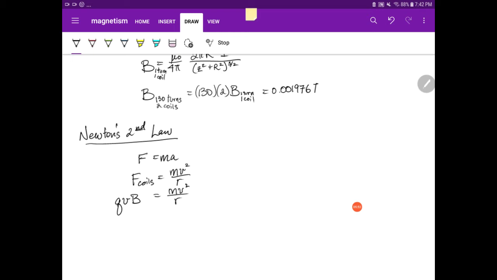And if we move things around, what we're trying to do is get charge over mass. So I move the B over to the bottom, I move the V over to the bottom, which cancels one, and then I move the M over, so that gives me that.